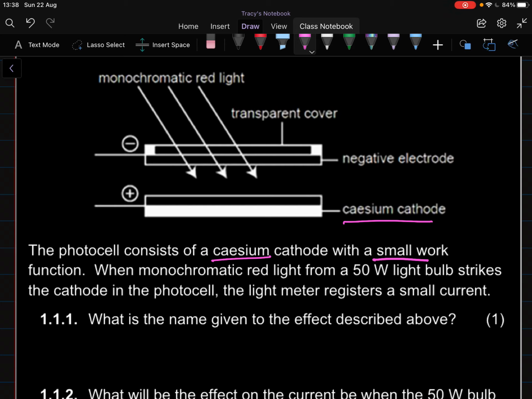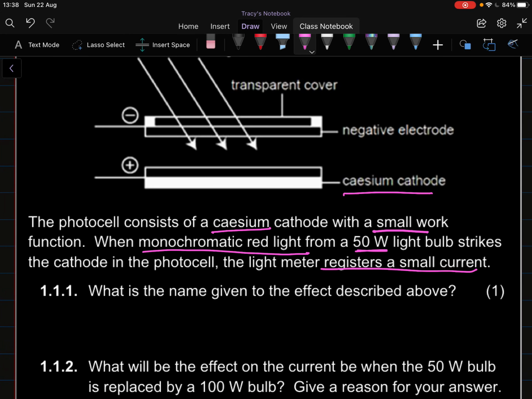When monochromatic red light, now monochromatic red light means that it is light of a single frequency. It's not a combination of red, it's a single red light. From a 50-watt bulb, that tells me the brightness, the intensity, strikes the cathode. The light meter reads a small current, so in other words, there's enough energy from the photons for current to come off. Then they say, what is the name given to the effect described? It's the photoelectric effect. Nice and simple.